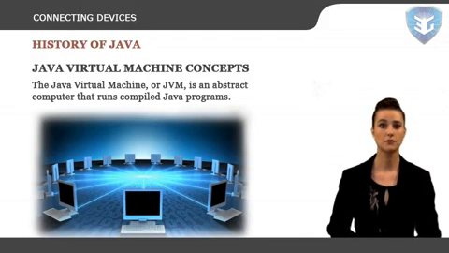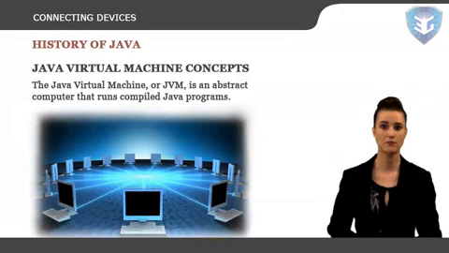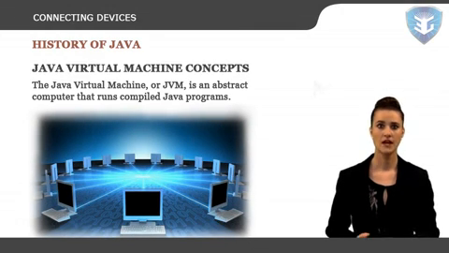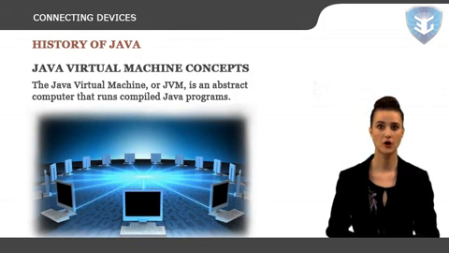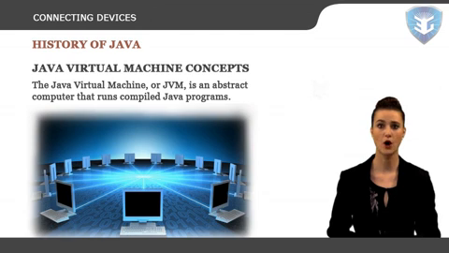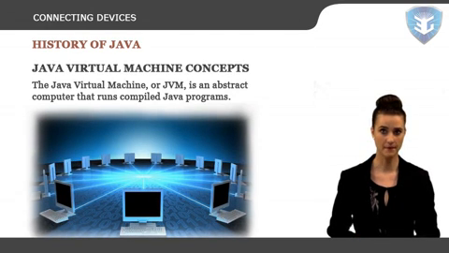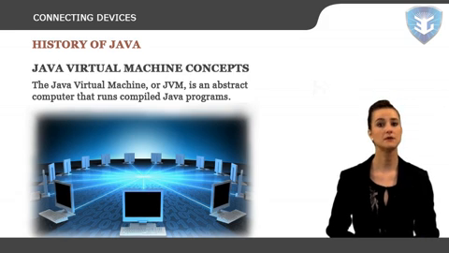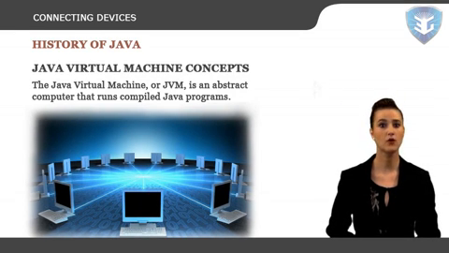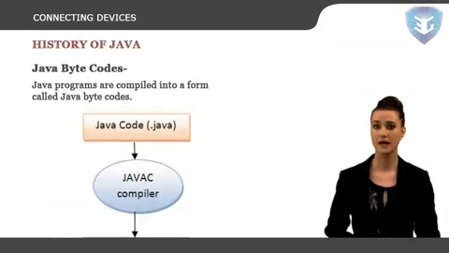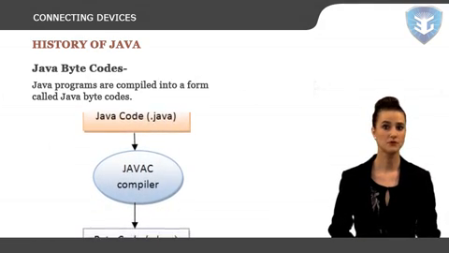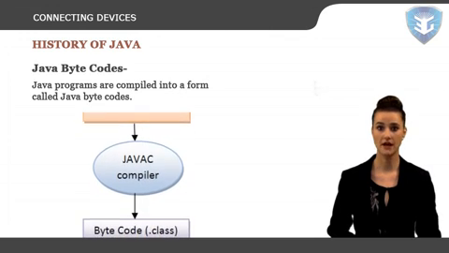The Java Virtual Machine, or JVM, is an abstract computer that runs compiled Java programs. The JVM is virtual because it is generally implemented in software on top of a real hardware platform and operating system. All Java programs are compiled for the JVM. Therefore, the JVM must be implemented on a particular platform before compiled Java programs will run on that platform. Java bytecodes. Java programs are compiled into a form called Java bytecode.